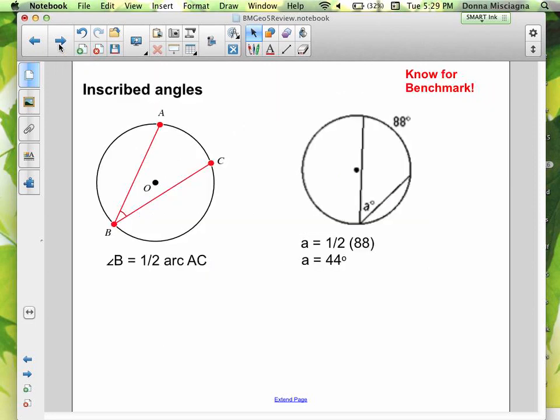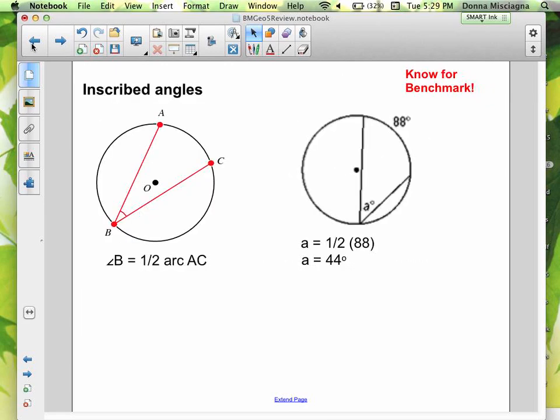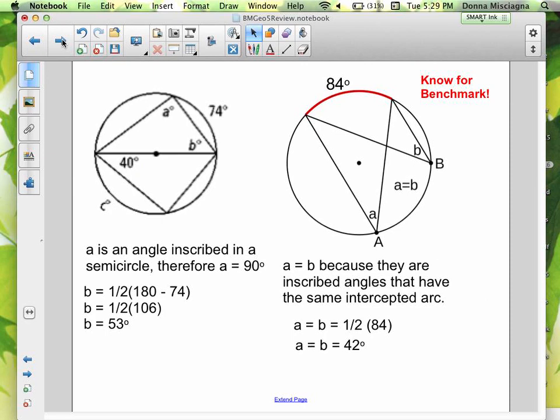So that one is right here. So I'll kind of go over those really quickly with you. So here, angle is half the arc. Angle B is going to be half the measure of arc AC. And in this case, if the arc is 88, the angle is half of that. Okay, so make sure you know those. You don't need to write these down. I can put those in your notes for you so that you would remember them.